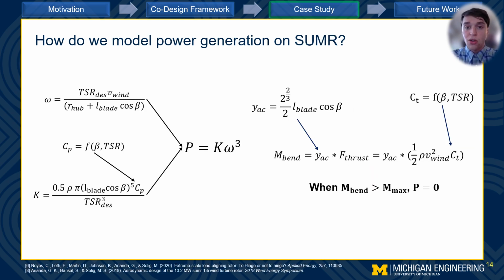Using a quasi-static surrogate model for performance and coefficients of power and thrust identified through blade element momentum theory, we can calculate power generation as a function of coning angle, wind speed, tip speed ratio set point, and blade length. We can also calculate bending load on our turbine blades, which acts as our structural constraint.